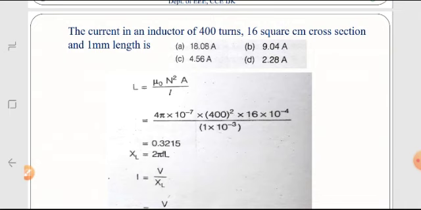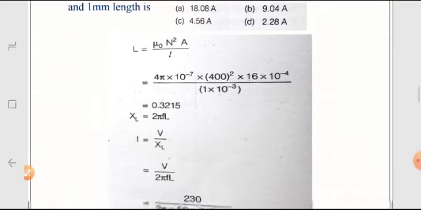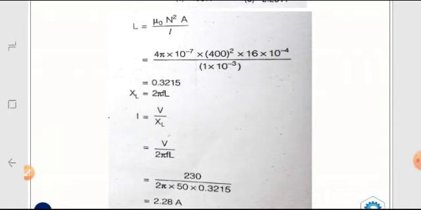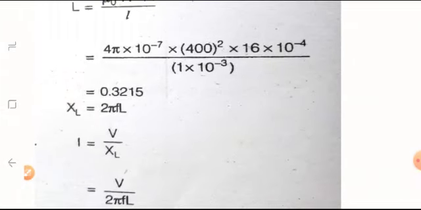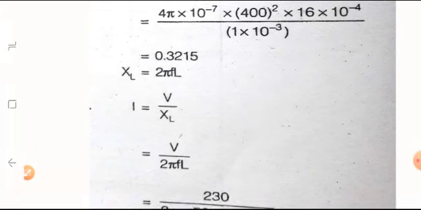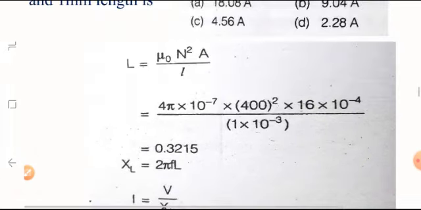Now we are asked to find out the current in an inductor. So first we will have to find out the inductance using the same formula, L is equal to mu 0 N square A by l. Since the values are with us, we can directly substitute these values and find out the inductance as 0.3215 millihenry.